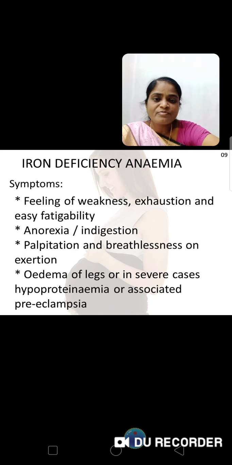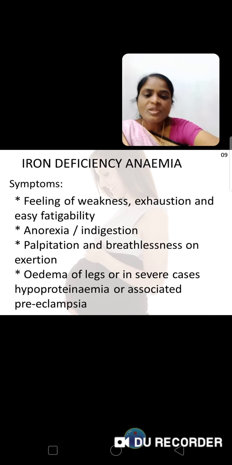So these are some of the signs and symptoms. They are common signs and symptoms. We are well known about the anemia symptoms. In our own life also we sometimes experience all these things. If we are not taking diet properly, we may get anorexia, palpitations, and sometimes breathlessness. So we can find out easily. As a nurse, we can find out anemia symptoms very easily.